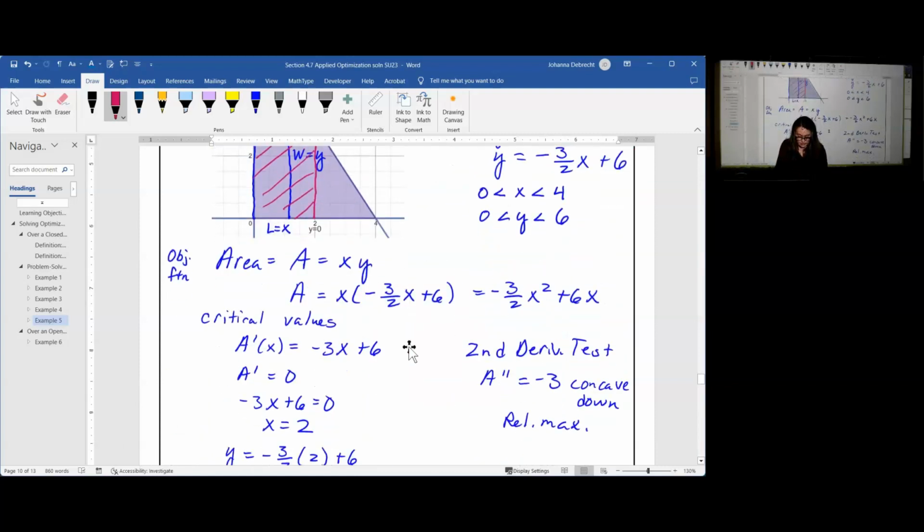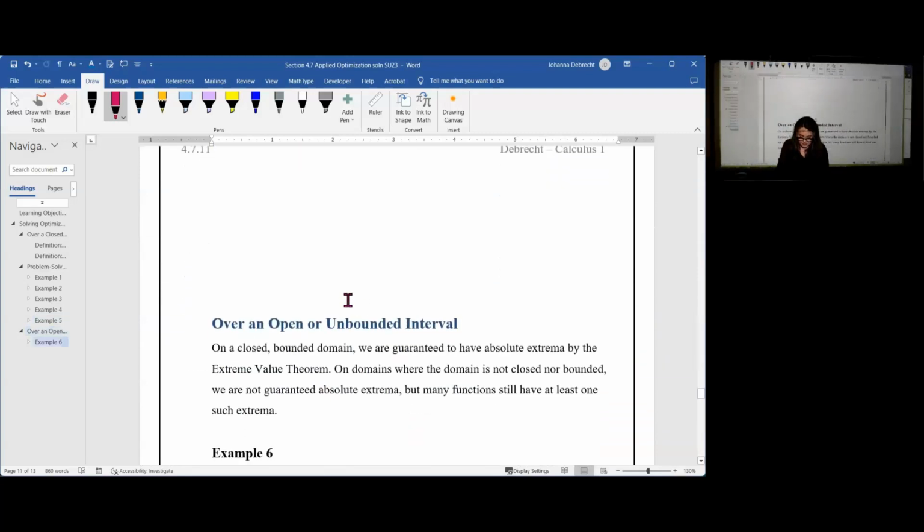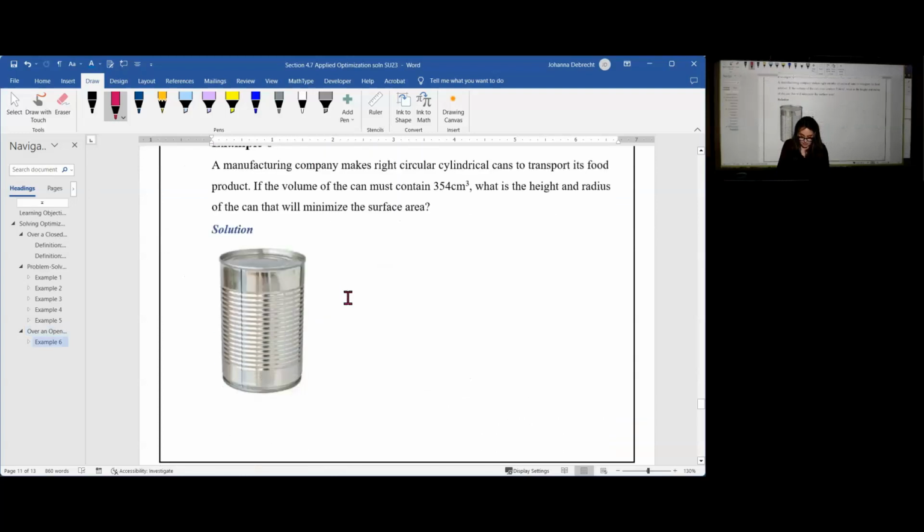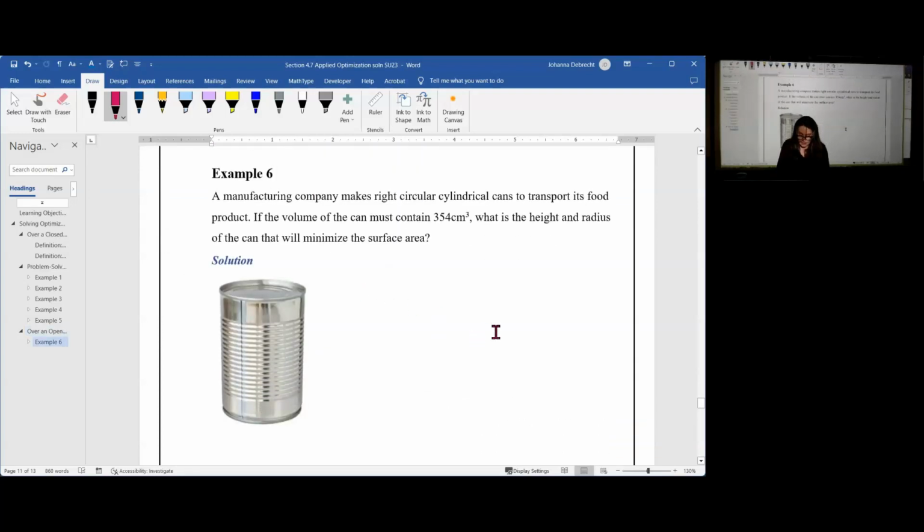Now we want to take a look at example 6. Example 6 says a manufacturing company makes right circular cylindrical cans, just a normal bean can, to transport its food product. If the volume of the can must contain 354 cubic centimeters, what is the height and radius of the can that will minimize the surface area?